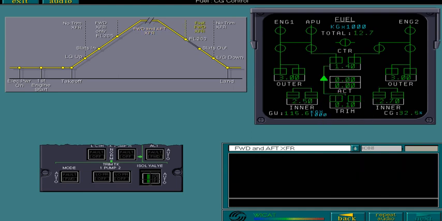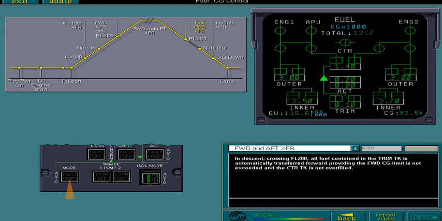In descent, crossing flight level 200, all fuel contained in the trim tank is automatically transferred forward, providing the forward CG limit is not exceeded and the centre tank is not overfilled. If this does not happen, you will have to initiate a manual forward transfer. This and other alternate situations will be covered in the next topic.